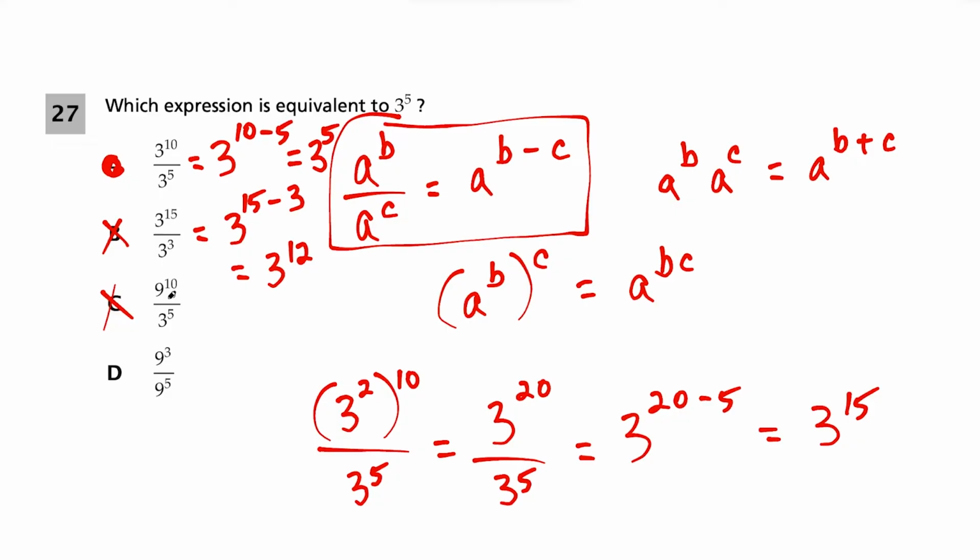But in this case here, it looks like they do 9 divided by 3 is 3, and then 10 minus 5. So just, yeah, be careful. C is tempting you to do the wrong thing. And now here, the problem with choice D is this would give us 9 to the 3 minus 5, and 3 minus 5 is negative 2. So here, this is definitely not going to match up with 3 to the 5th power. So D is out. A is definitely our answer.